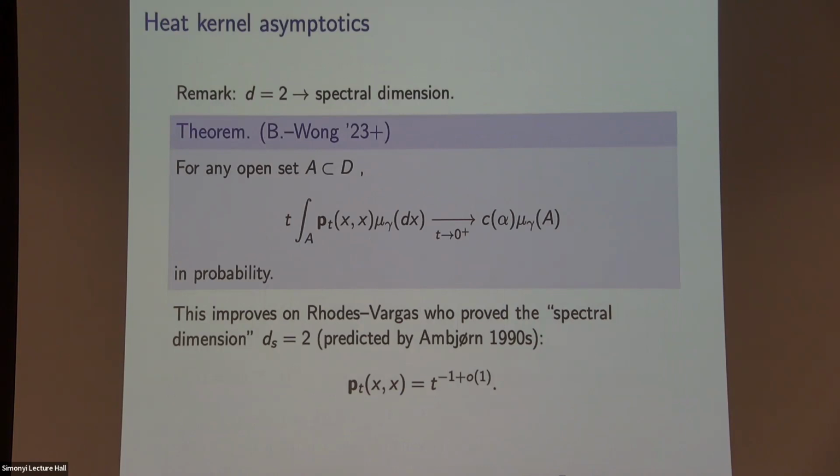There is an analogous statement for the heat kernel. The theorem says that if I integrate the heat kernel over some region A and send t to 0, then this quantity looks like the area of A divided by t in probability, times this same constant that we had before. I should say that this improves on the result obtained by Rhodes and Vargas on the spectral dimension. To say that the spectral dimension is 2 is to say that p_t(x,x) looks like 1 over t in the sense that it's t to the minus 1 plus little o of 1. So this is more precise, because you get something with a sharp multiplicative constant.